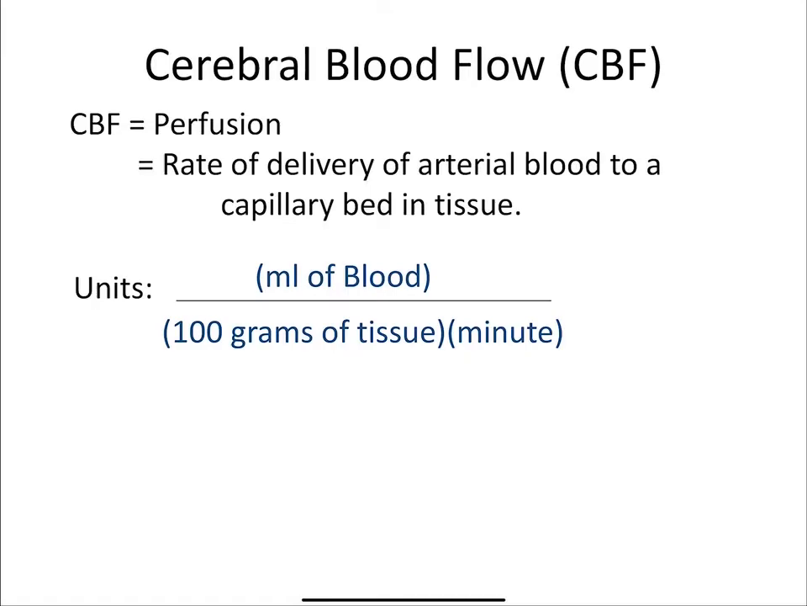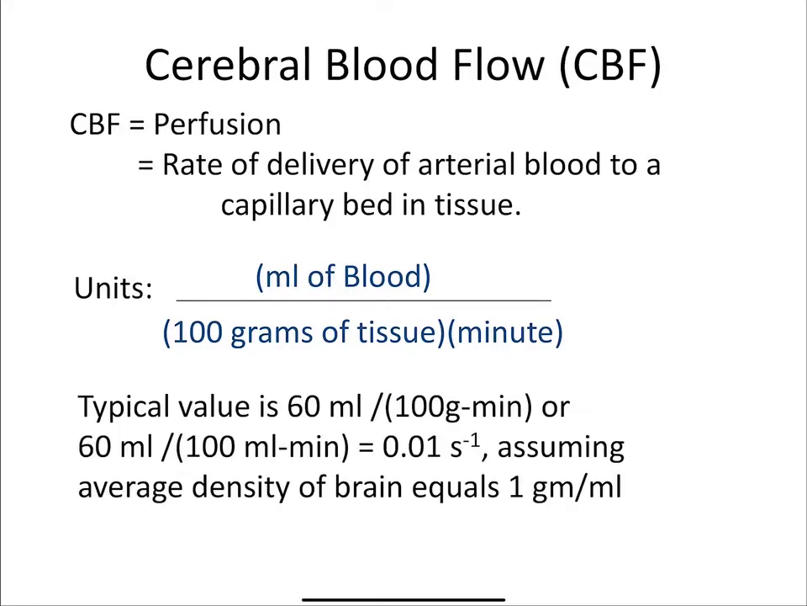And these are the units. These are very arcane units, but it is actually from the world of physiology, and it's measured in mLs of blood per 100 grams of tissue per minute. Which is a weird thing, but that's basically how much blood you're delivering to some 100 grams of tissue in 1 minute. A typical value is 60 mLs per 100 grams per minute. And if you assume 1 gram per milliliter, which is a good approximation for brain tissue, then that turns out to be 0.01 inverse seconds. So that's the rate of delivery.